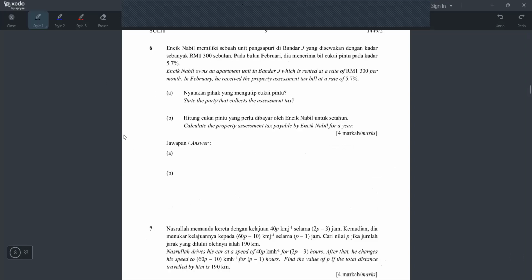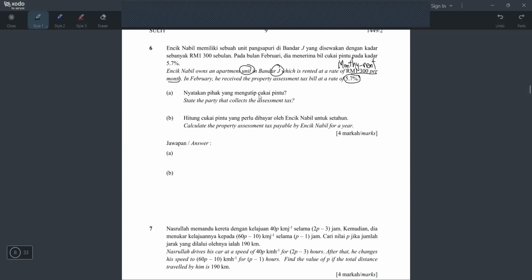Number 6. So which chapter is this? This is Cukai, and to be more specific, it is Cukai Pintu, Property Assessment Tax. Okay, Encik Nabil owns an apartment unit in Bandar J, which is rented at the rate of 1,300 per month. So this is the monthly rent, sewa bulanan. And then it says in February, he received the property assessment tax bill at the rate of 5.7%. So this is the kadar ataupun the rate for the cukai yang dikenakan.